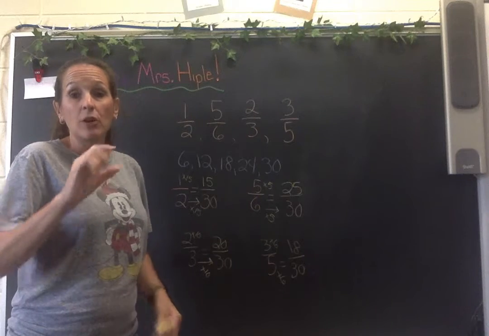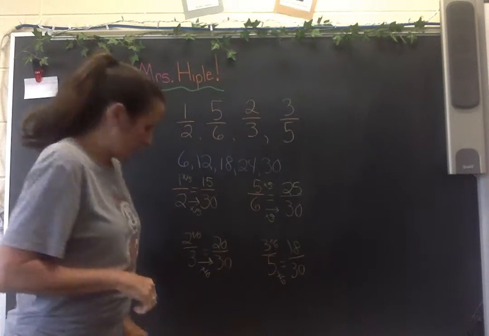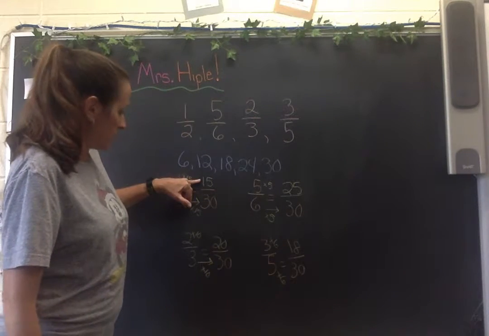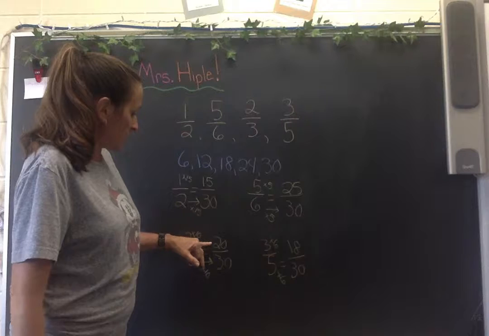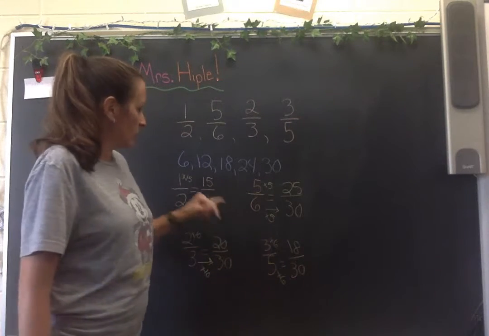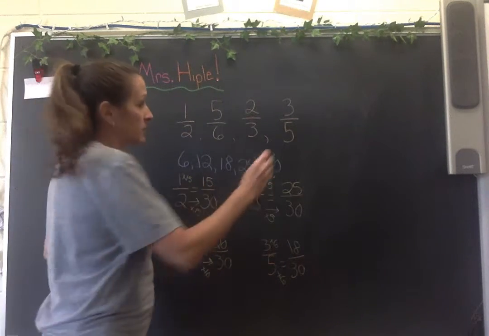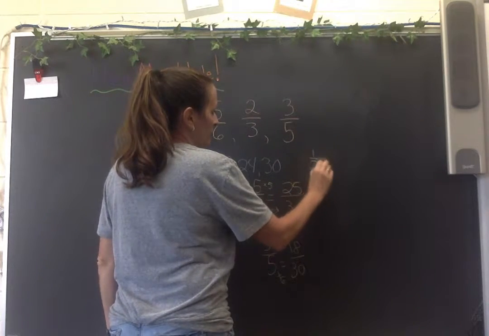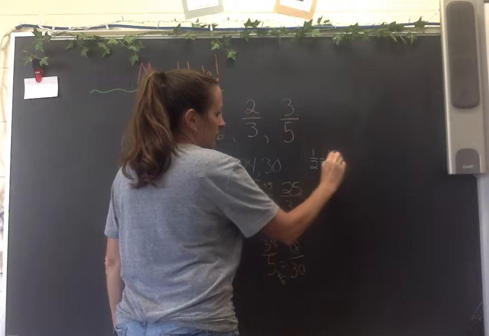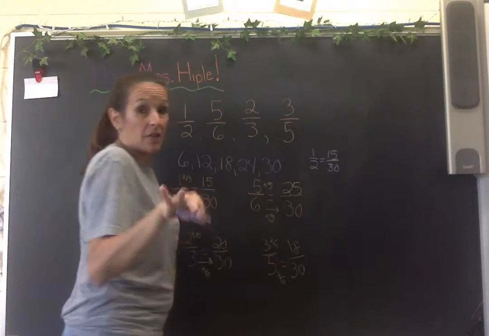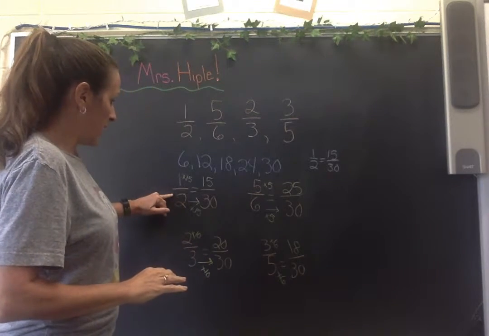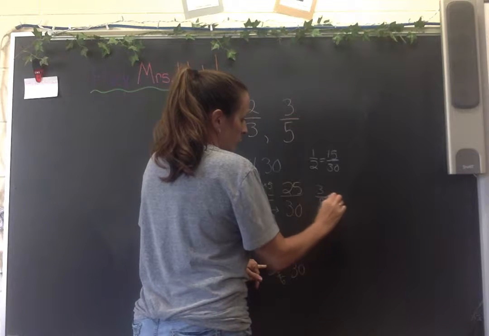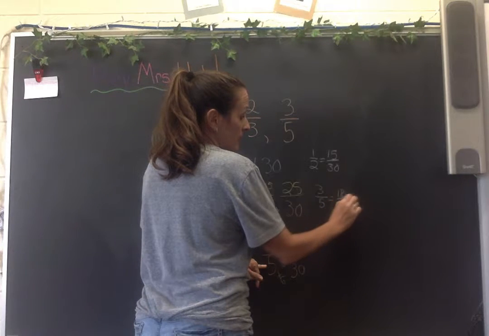Least to greatest, I'm looking at the numerator, which is the number on the top. So I'm trying to get a different color here. Let's use some purple. I've got 15/30, 25/30, 20/30, and 18/30. 15 is my smallest, so I'll rewrite the answers over here. So 1/2 was the same as 15/30. That's the smallest. And so then I have 3/5, which was equal to 18/30.